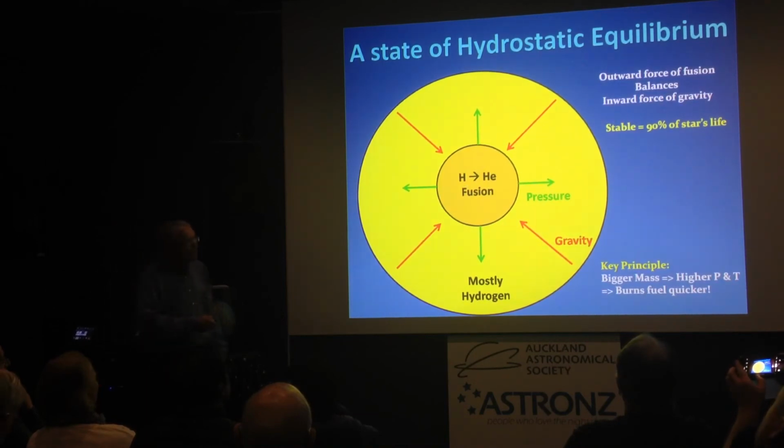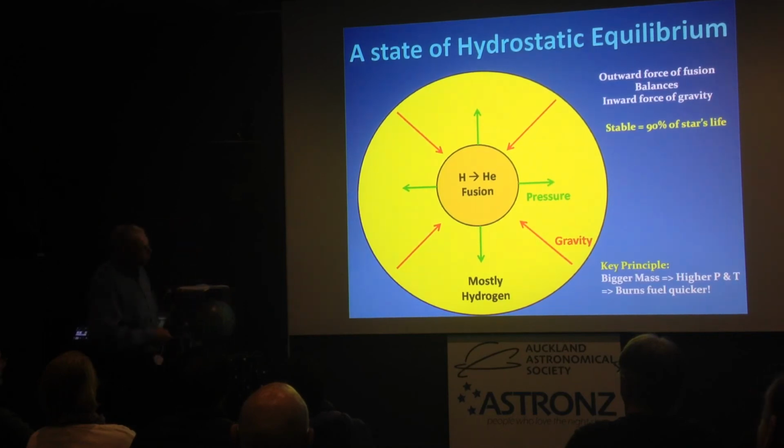90% of a star's life will be spent in that state of hydrostatic equilibrium on the main sequence. You've probably heard our star will last about 10 billion years on the main sequence. So that immediately tells you that when it's done and dusted, the remainder of its life is going to be just a quick billion years, 10%. Key principle: the bigger the mass, the higher the pressures and temperatures, and it burns fuel a lot quicker.